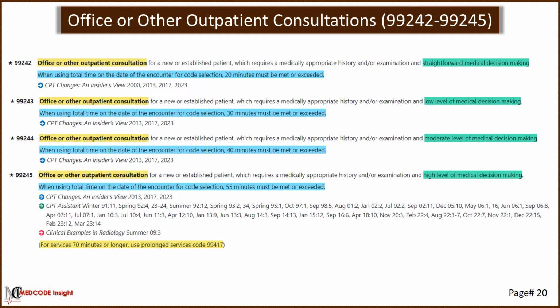The code range 99242 to 99245 is used to report office or other outpatient consultation. Code selection is based on either MDM or time. Code 99242 is for office or other outpatient consultation for a new or established patient, which requires a medically appropriate history and or examination and straightforward medical decision making. Code 99243 is for the moderate level of medical decision making.